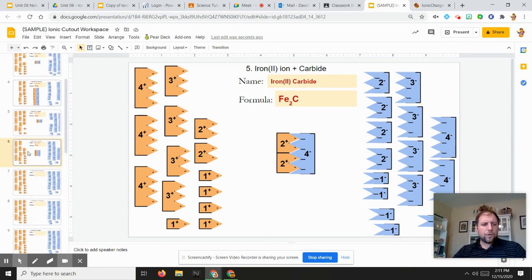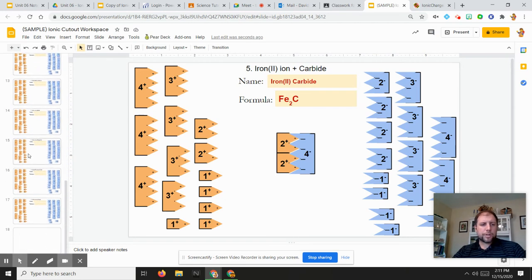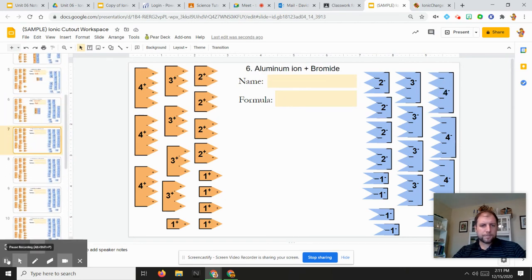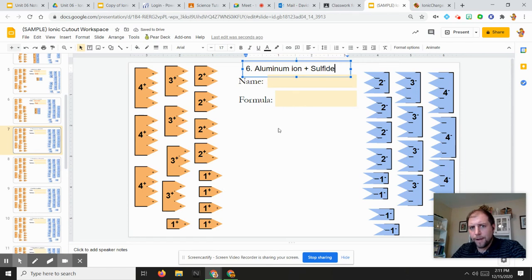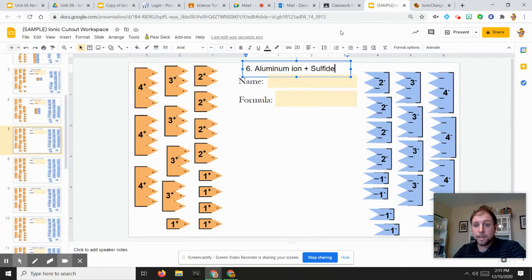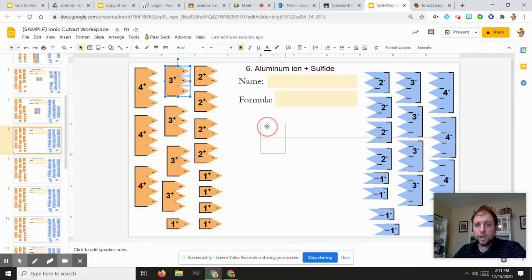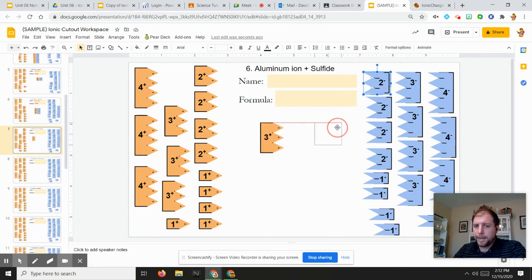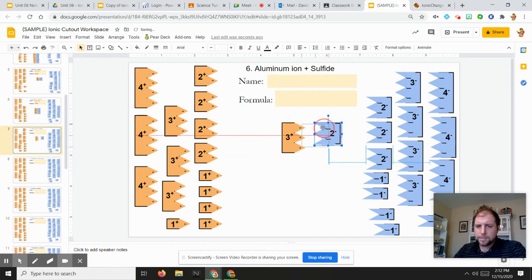Let me run a few more with you here just to make sure you have a handle on this. Let me try another one. Aluminum sulfide. Now, aluminum is one of those metal ions that does not get a Roman numeral, so we have to look it up. Aluminum, Al, is a 3 plus ion. Sulfide, which we worked with previously, is 2 minus. So 3 plus and 2 minus.